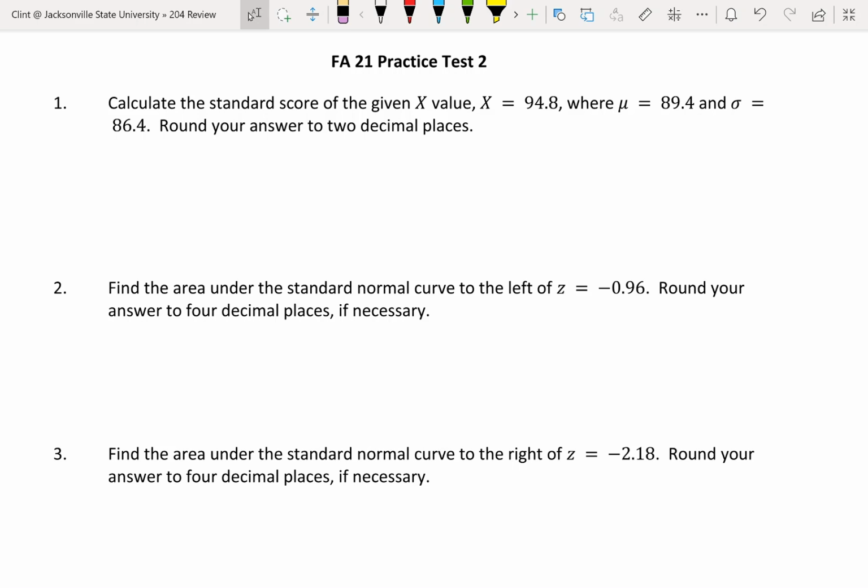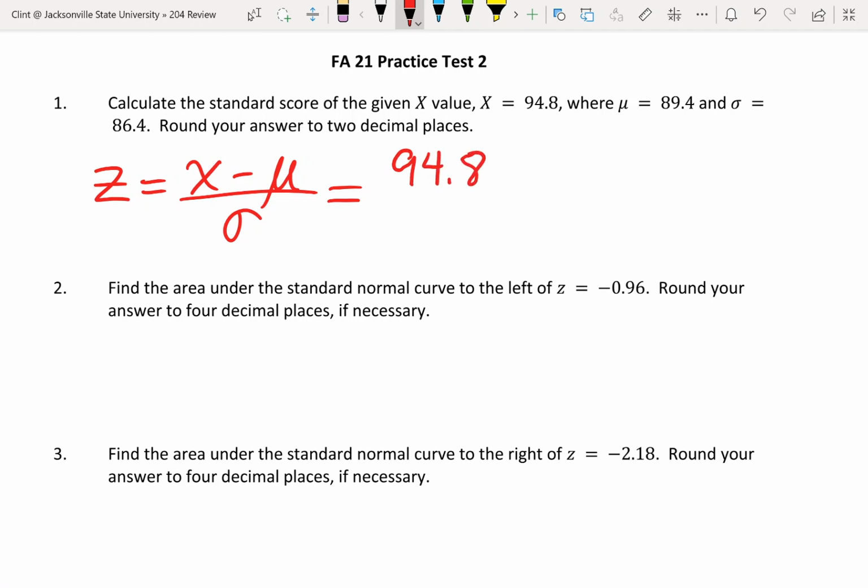Number 1, we're just calculating a standard score, and it spells out what X, mu, and sigma are. So our formula for a standard score is X minus mu over sigma. This one we're just plugging those numbers in: 94.8 minus 89.4 divided by 86.4.